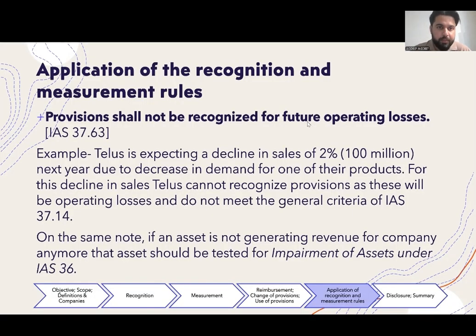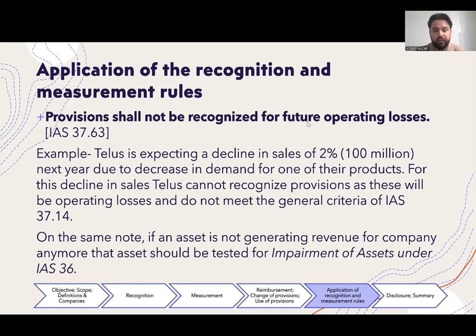So I'll be covering the application of the recognition and measurement rules. As per IAS 37.63, a provision shall not be recognized for future operating losses. For example, if Dallas is expecting a decline in sales of 2% next year due to a decrease in demand for one of their products, Dallas cannot recognize a provision for this decline in sales, as these will be operating losses and do not meet the general criteria of IAS 37.14.